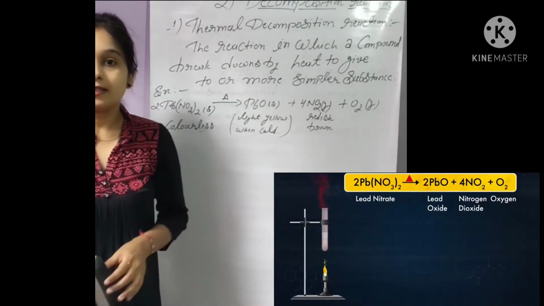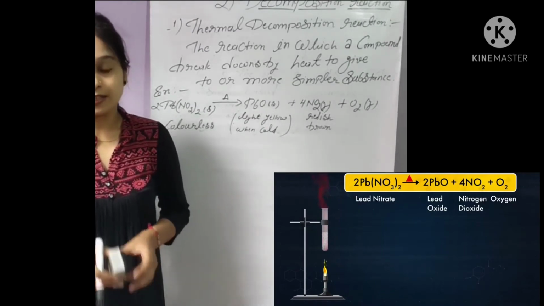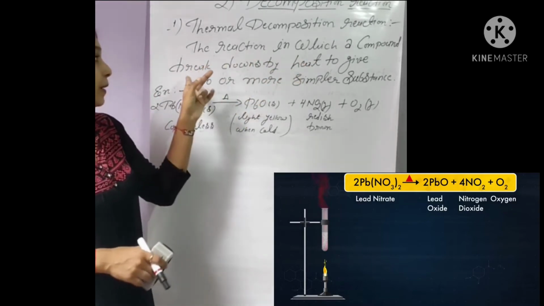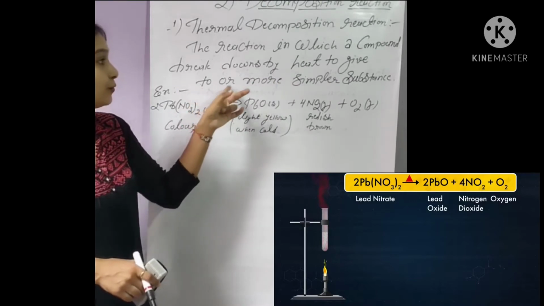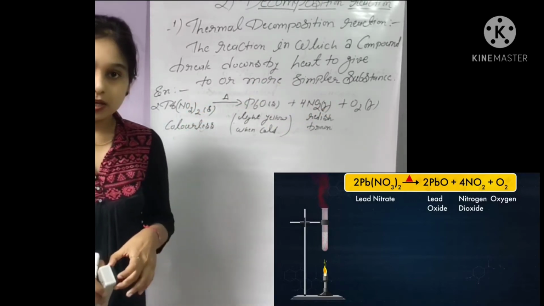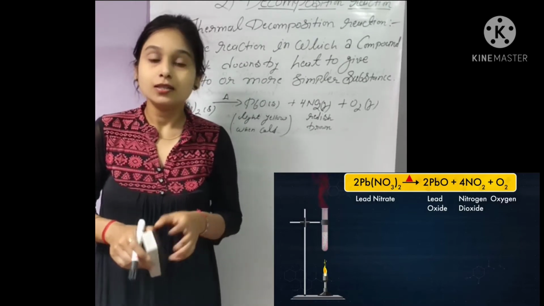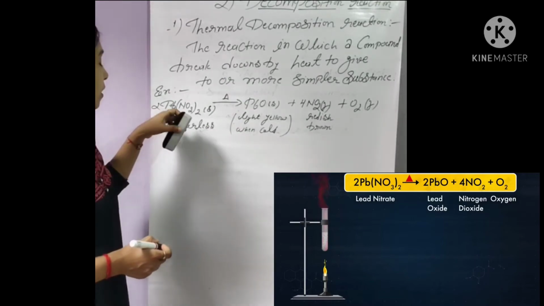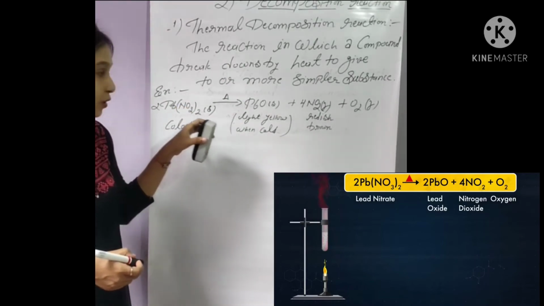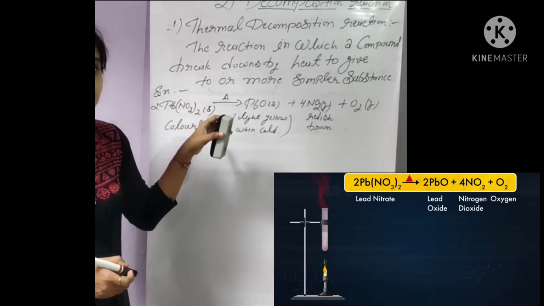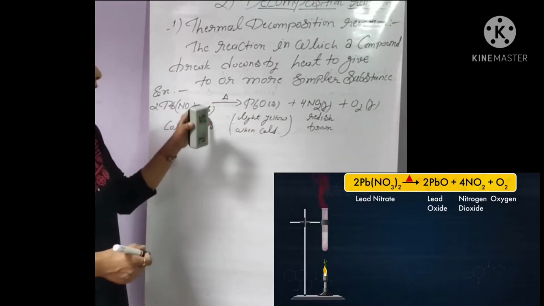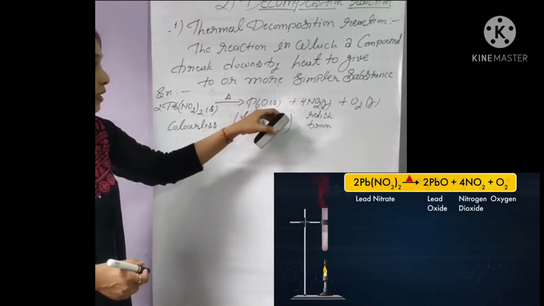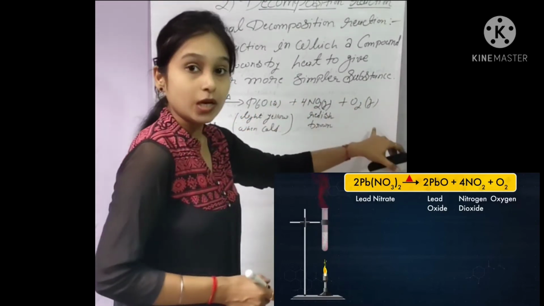In this reaction, energy is used in the form of heat. The definition: the reaction in which a compound breaks down by heat to give two or more simpler substances involves thermal decomposition. Let's see the example. We take lead nitrate in solid form, and it reacts with the help of thermal heat. It converts into two or more compounds.